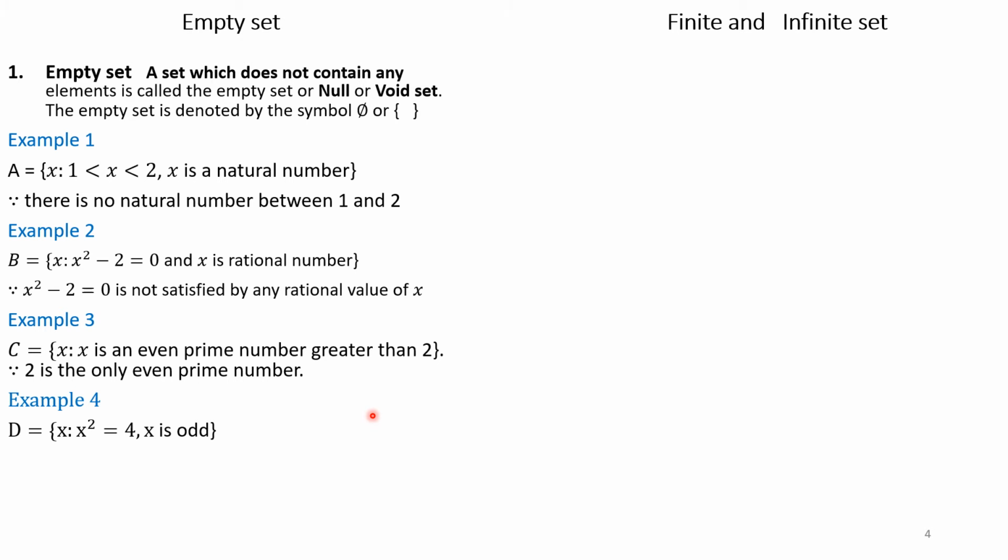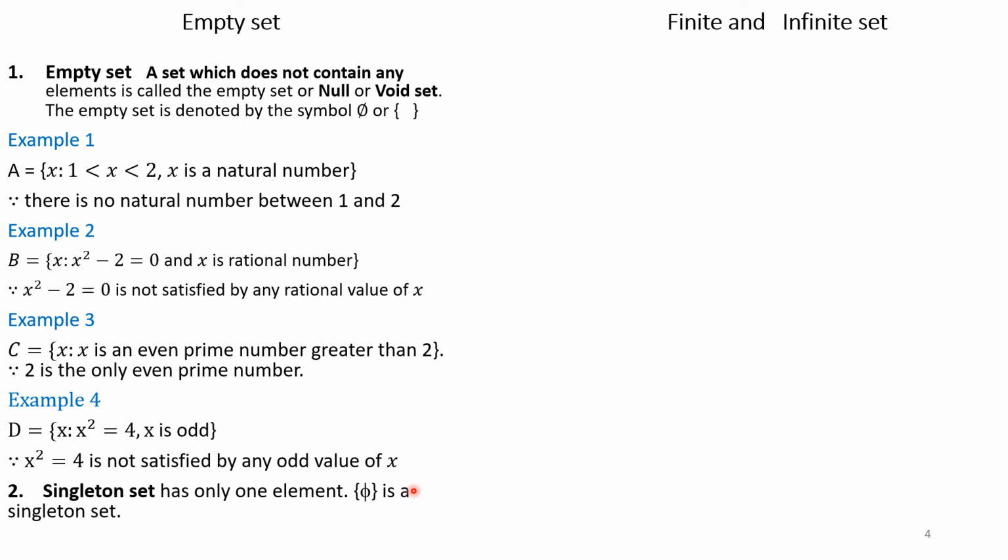Example 4. D equals the set of x such that x squared is equal to 4 and x is odd. This equation, x squared equal to 4, is not satisfied by any odd value, because the square root of 4 is 2 and it is even. 2 is even, but there is no odd value for x. Hence it is an empty set.